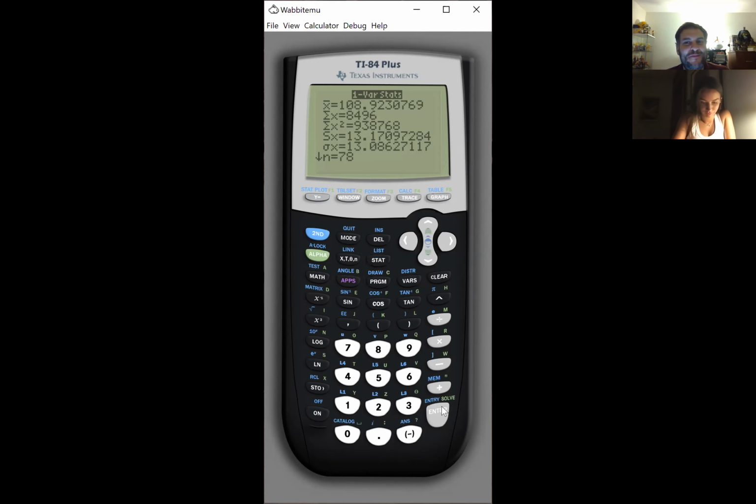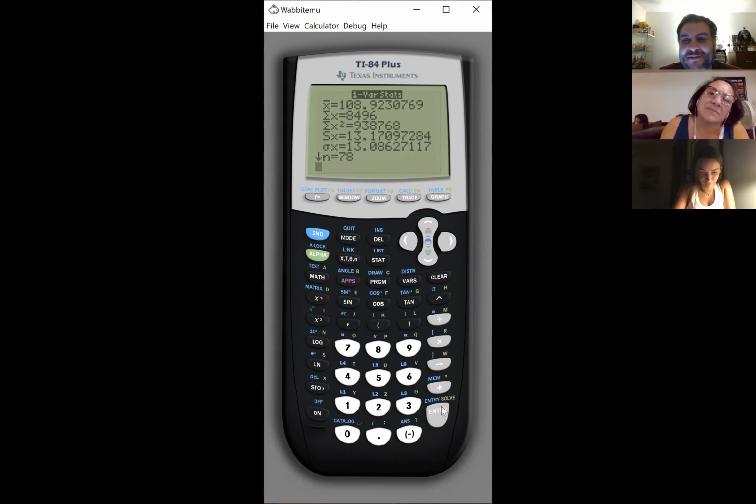Well, x bar is the mean, but remember, x bar is the sample mean. What is the symbol for the population mean? Mu? Mu, perfect, yeah. So we want to say mu is equal to 108.923, whatever. All right, good.